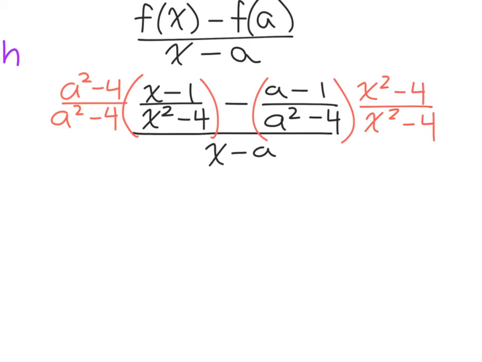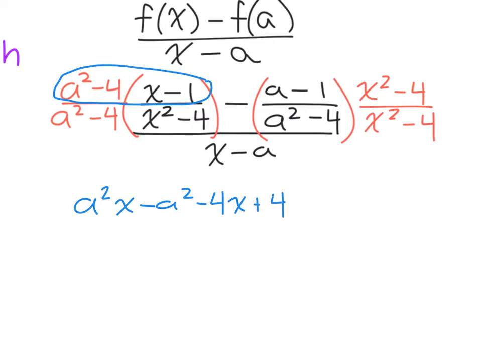So I could FOIL out these guys. I'm going to get a squared x. Outer will be negative a squared minus 4x plus 4. Minus, I'm just carrying down that minus. And I'm going to FOIL these against each other.